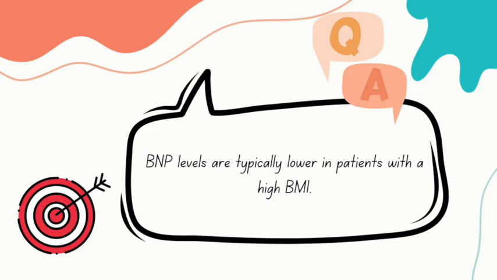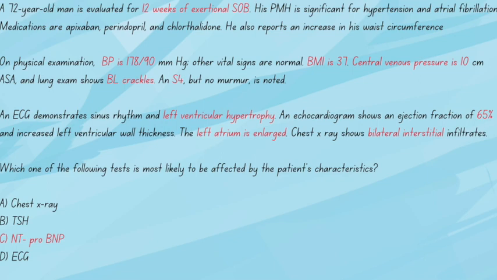Okay, let's quickly highlight the important things that I need in this question. So this is a 2 or 3 step question. First, I need to know the diagnosis. Then I need to know which one of those diagnostic tests is affected by the patient's weight. And so, 12 weeks of exertional shortness of breath, this is a chronic exertional shortness of breath. The blood pressure is elevated, BMI is 37, the central venous pressure is 10, so we have signs of fluid overload, which are abdominal distension, increased waist circumference, elevated jugular venous pressure.